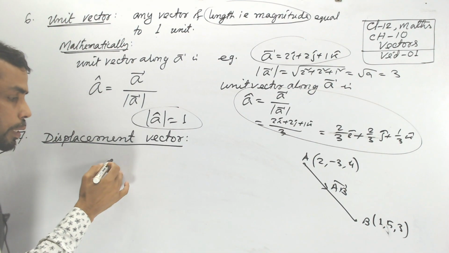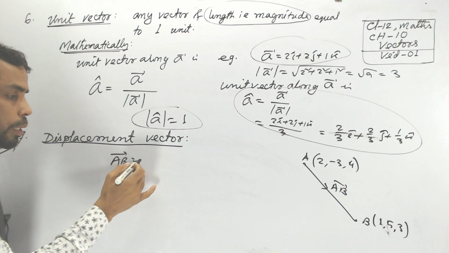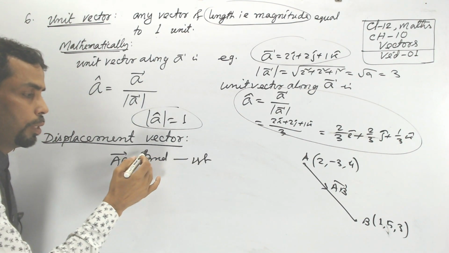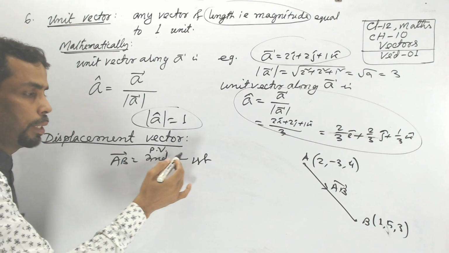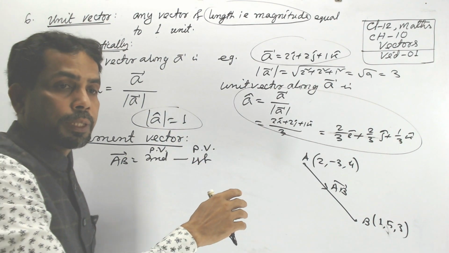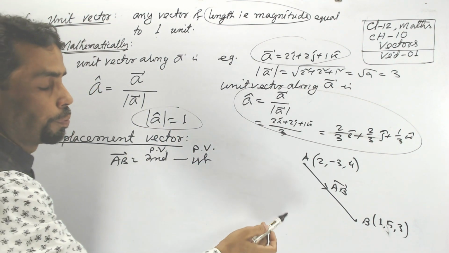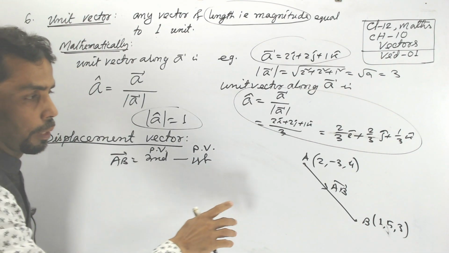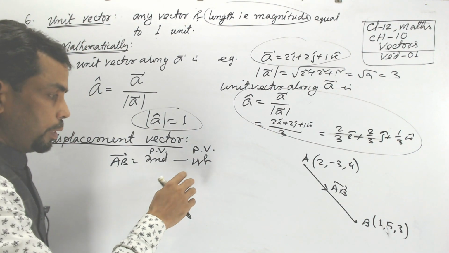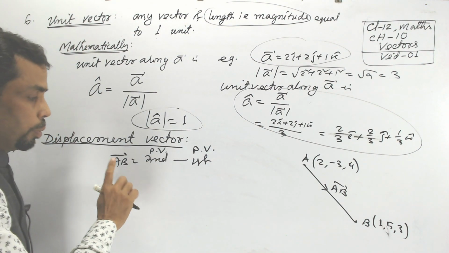So how will we find A to B? Remember, it is second minus first. Actually, it is called the position vector of second minus the position vector of first, because any vector gives the position of a point, called the position vector. I am not going to explain much about position vectors, so you memorize it like this only.